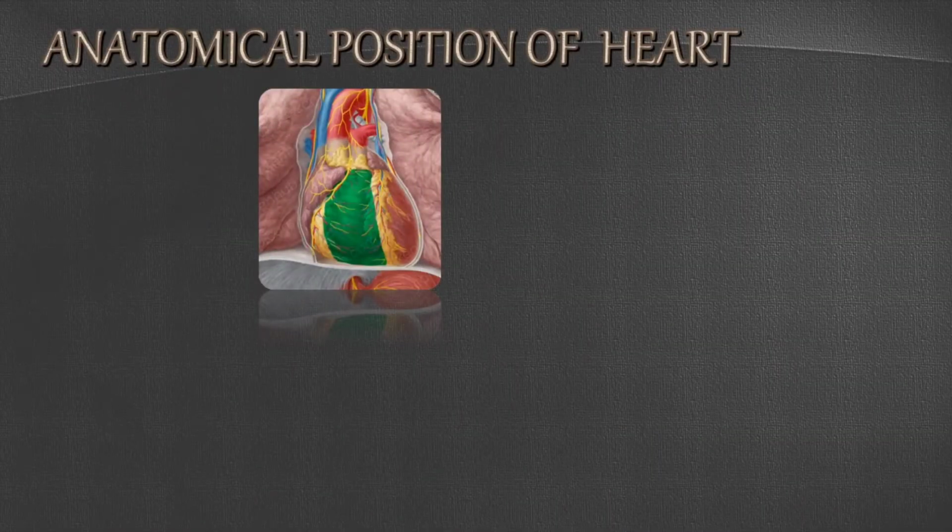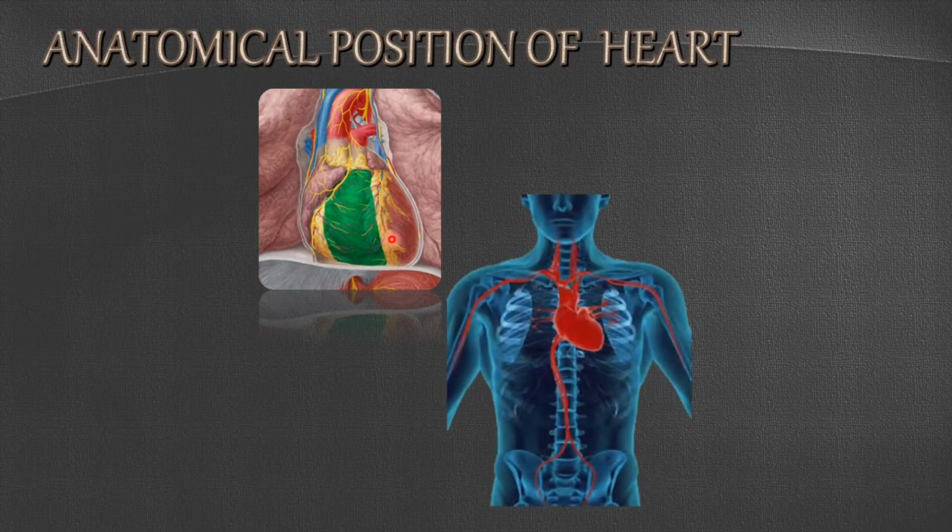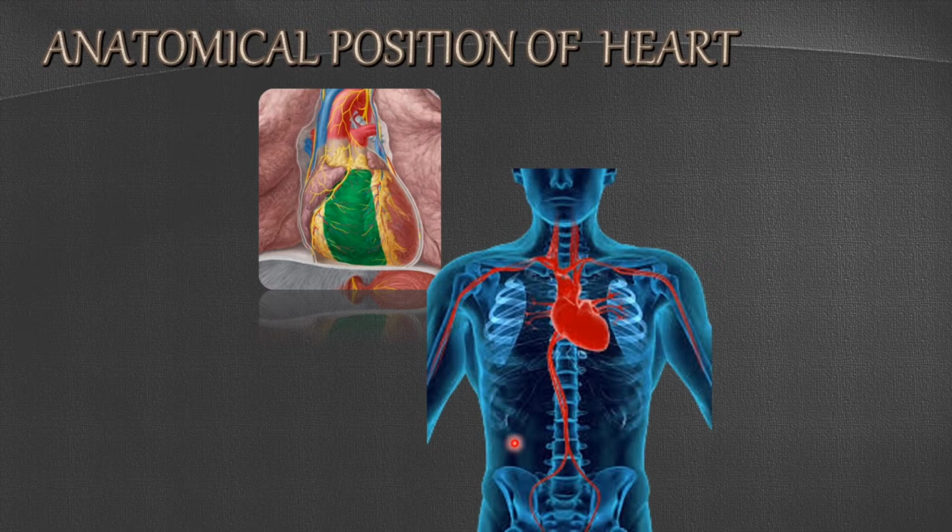Anatomical position of the heart. As you can see, it is situated in between two lungs within the thoracic cavity, in the middle mediastinum, and rests on the diaphragm. This is the position of the heart within the human body, and it lies obliquely, slightly towards the left side. It is situated within the middle mediastinum in between two lungs.